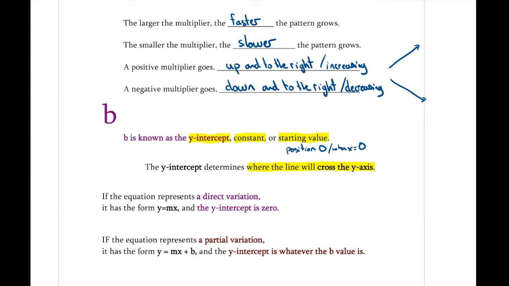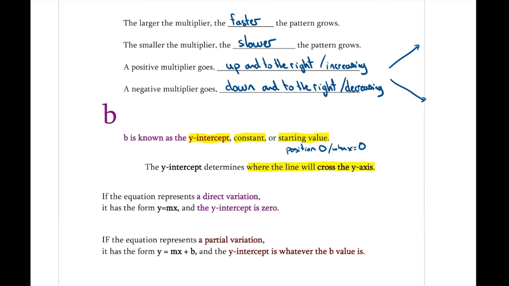Now there is some additional information, some additional terms that you may want to know. If an equation represents a direct variation, it is in the form y equals mx, which means the y-intercept is 0. So we looked at some equations in the investigation where the constant was 0. If the equation represents a partial variation, it has the form y equals mx plus b, and then the y-intercept is whatever the b value is.